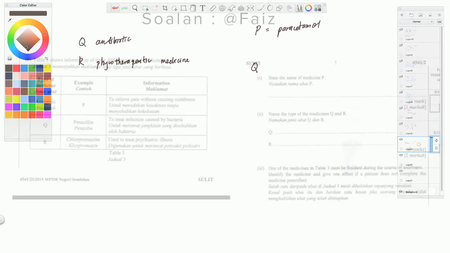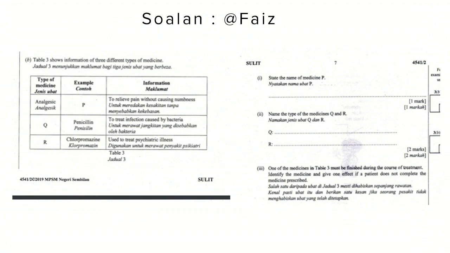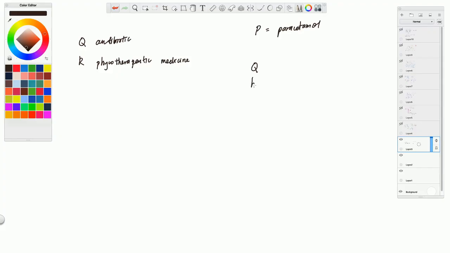Okay, one effect if the patient does not complete the medicine. Okay, if the patient doesn't finish the medicine, the bacteria becomes resistant to antibiotics. Okay, so jika tak habiskan ubat antibiotik, bakteria akan jadi resistant.